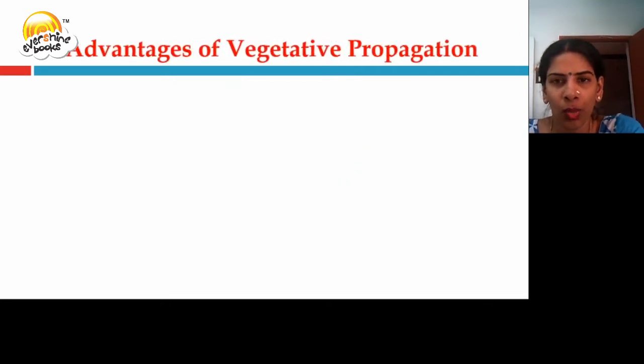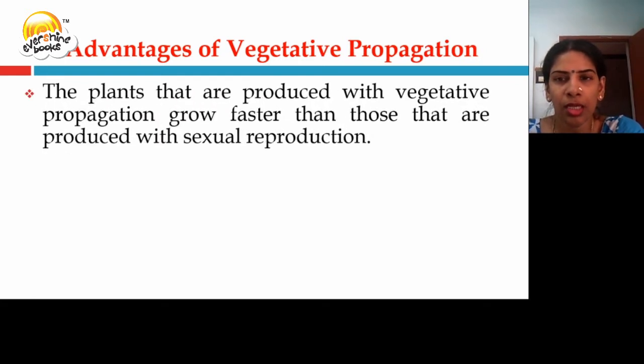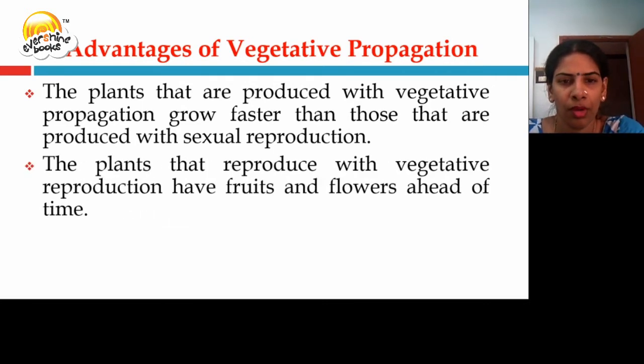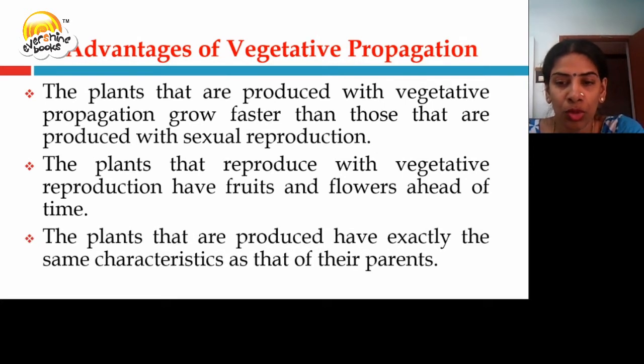Let us see what are the advantages of vegetative propagation. The plants that are produced with vegetative propagation will grow faster than the ones produced with sexual reproduction. The plants that reproduce with vegetative reproduction will have fruits and flowers ahead of time. The plants that are produced will have exactly the same characteristics as those of the parents.